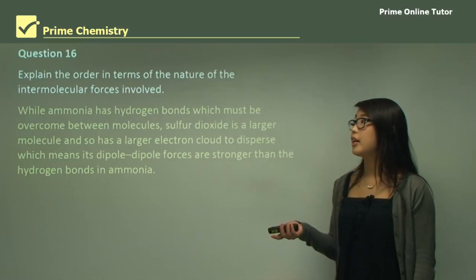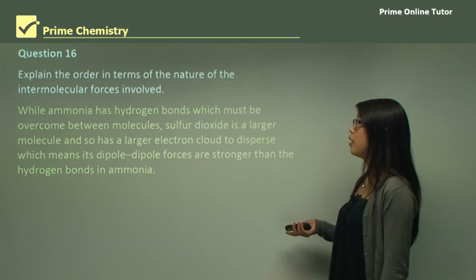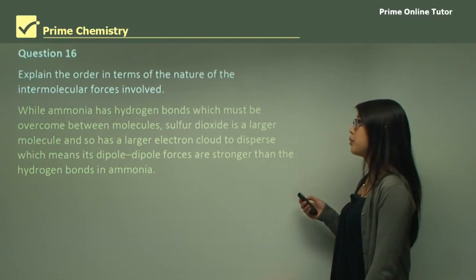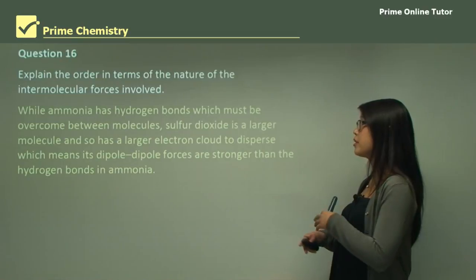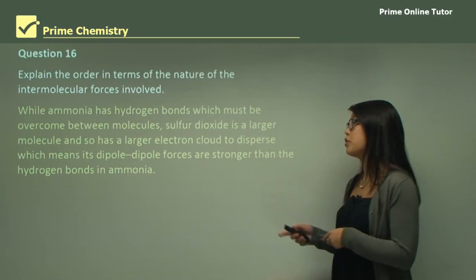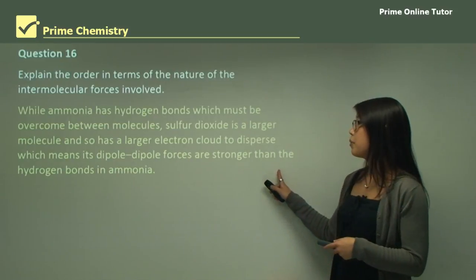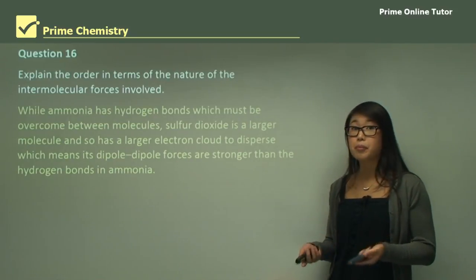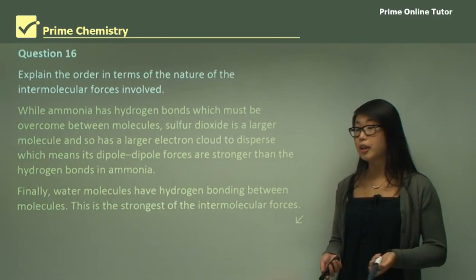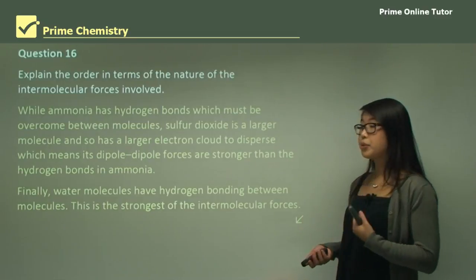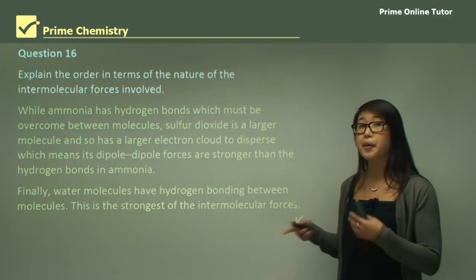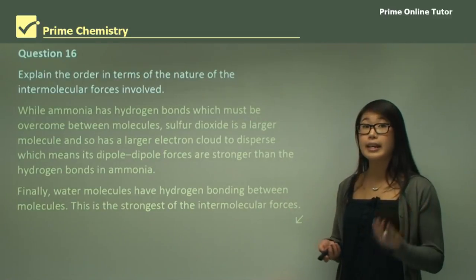So while ammonia has hydrogen bonds, which must be overcome between molecules, sulfur dioxide is a larger molecule, and so it has more electrons, and that means the electron cloud is quite big, and that means it only really has dipole-dipole forces involved. So the dipole-dipole forces are stronger than the hydrogen bonds in ammonia because there's quite a lot of them. Finally, water has hydrogen bonding, like we know, and this is occurring between molecules, and it is the strongest intermolecular force compared to the rest of them because it has the highest boiling point.